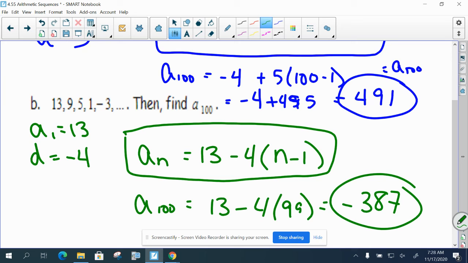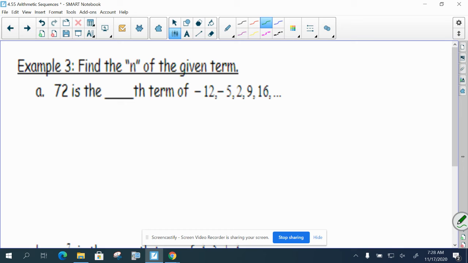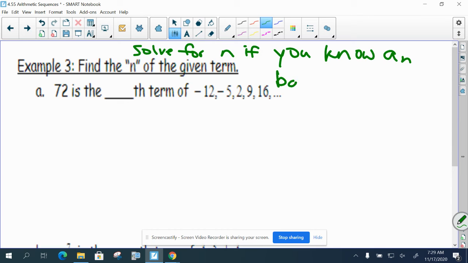Okay, and then we're going to do one more example here. To find the nth term of the given term, you're going to solve for n if you know a sub n. So basically you're working backwards. Remember how sometimes we would solve for x if we were given the y? That's exactly what we're doing here. But the first thing we'll need to do is make an equation.